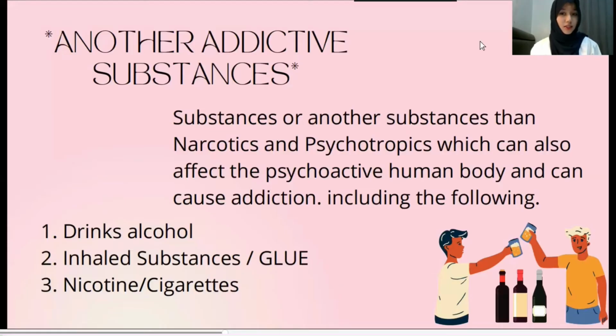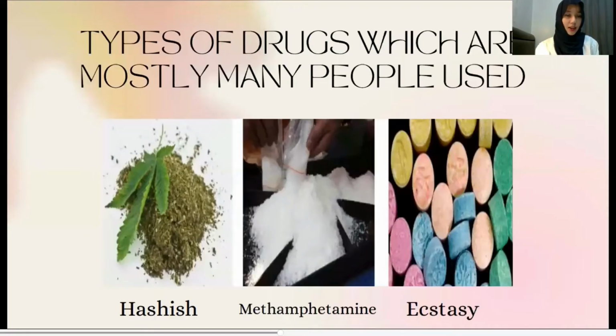Next, other addictive substances. These are substances other than narcotics and psychotropics which can also affect the psychoactive human body and can cause addiction, including the following: alcoholic drinks, inhaled substances or glue, and nicotine or cigarettes. Next, I have a presentation about the types of drugs which many people mostly use. They are hashish, methamphetamine, and ecstasy.